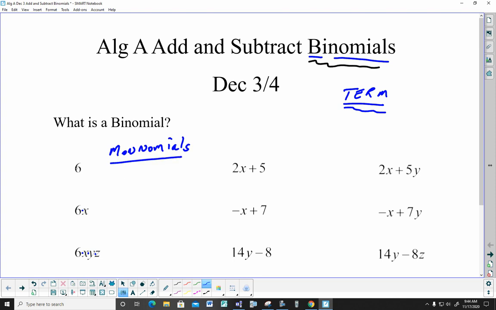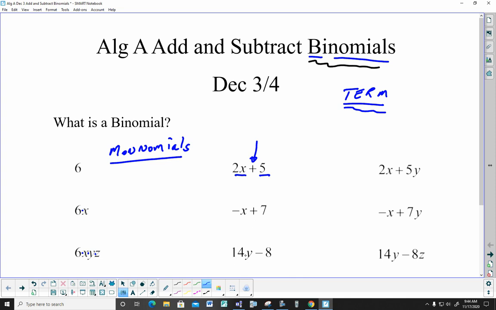Monomials, okay? These are binomials because, yes, there's two pieces here, but there's an adding and subtracting between this piece and this piece, okay? This is a binomial. Same thing here. Same thing here.